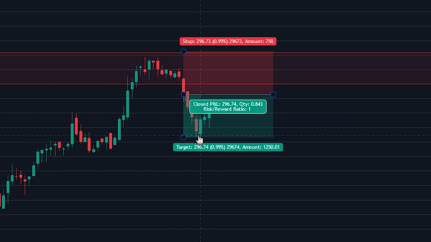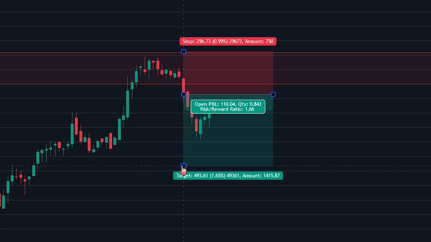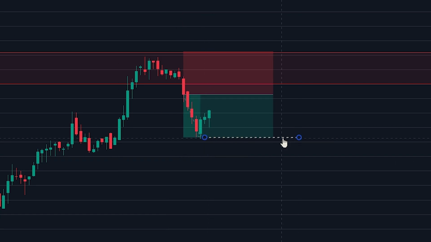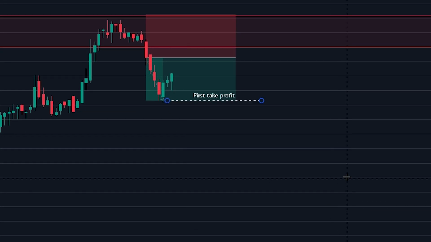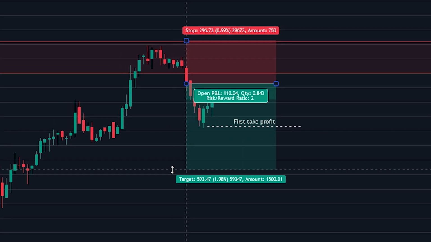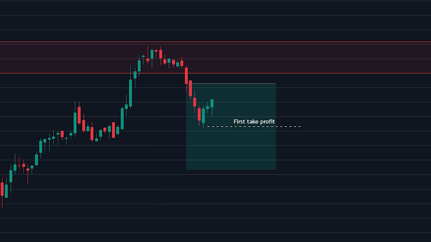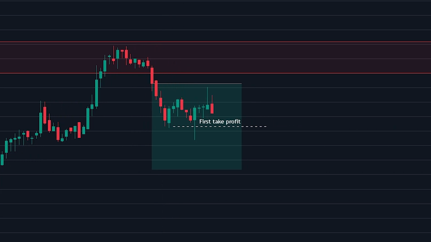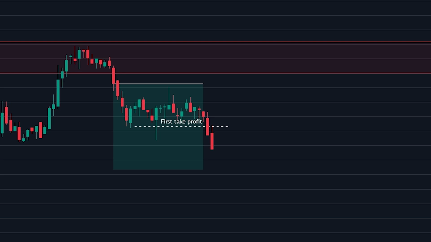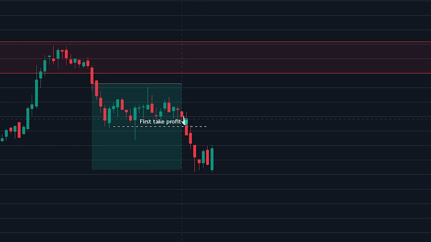As you can see, the first take profit level was hit. This means that we can now target a 2 times risk-to-reward ratio for the remaining amount of the position. After doing so, we will also set the stop loss to break even. Now let's see how the price action will react. As you can see, the trade was very profitable.